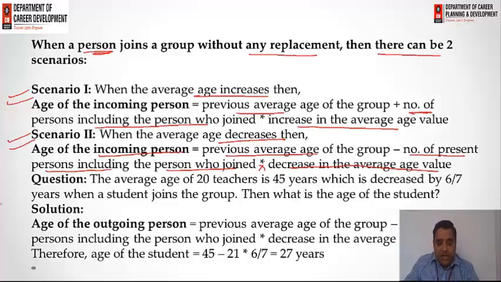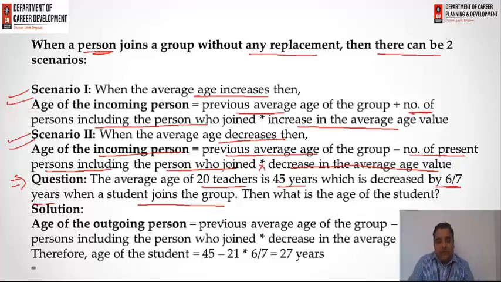Now on the basis of that we can have an example. Say the average age of 20 teachers is 45 years, whereas it decreased by 6 by 7 years when a student joins the group. Then what is the age of the student?